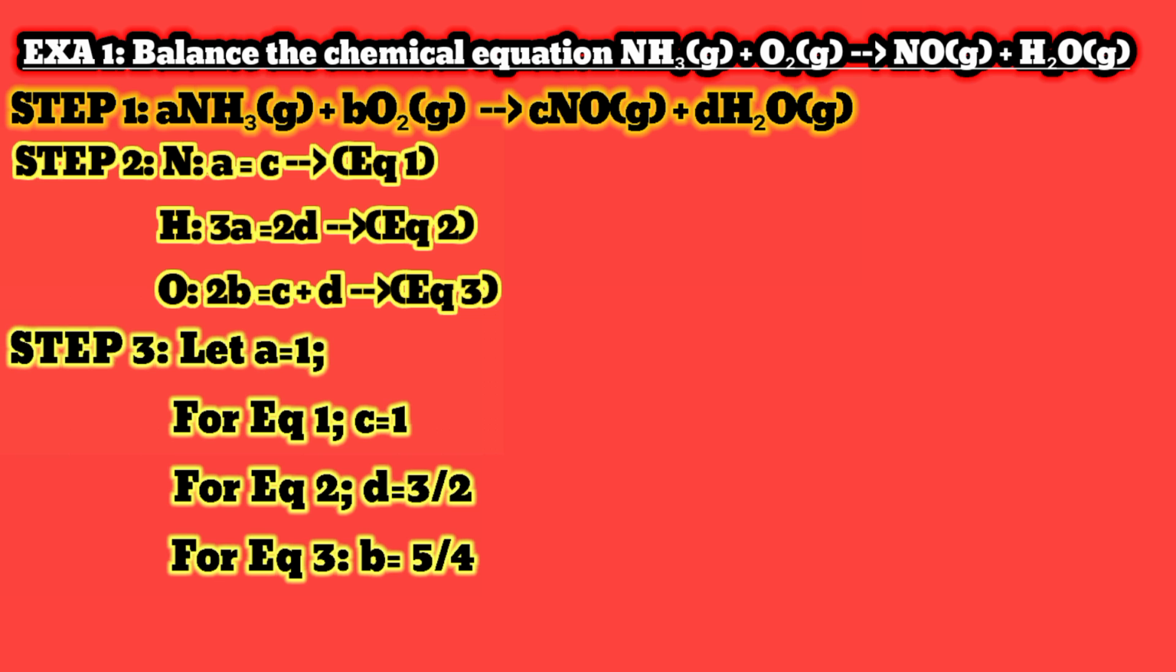So if A equals to 1, you will see that for equation 1 our C will be equals to 1, and for equation 2 our D will be equals to 3 over 2, and for equation 3 our B will be equals to 5 over 4.